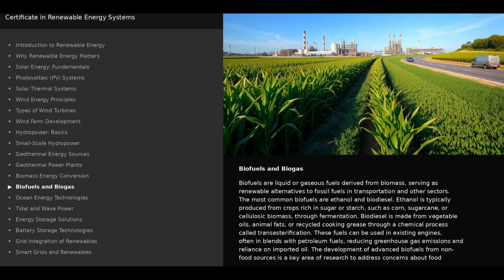These fuels can be used in existing engines, often in blends with petroleum fuels, reducing greenhouse gas emissions and reliance on imported oil. The development of advanced biofuels from non-food sources is a key area of research to address concerns about food security.